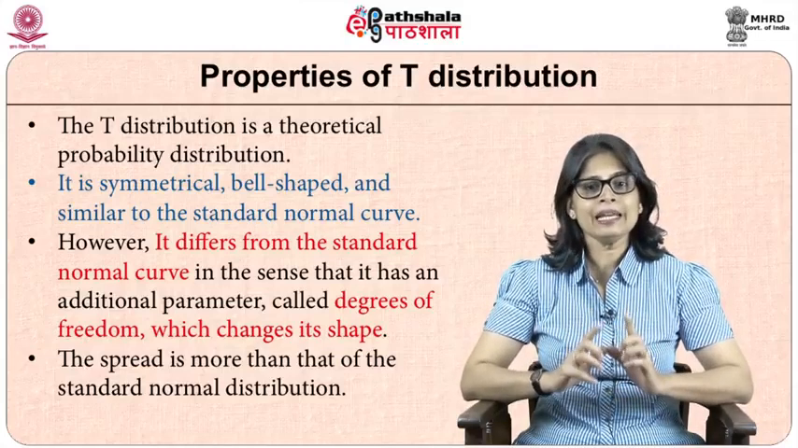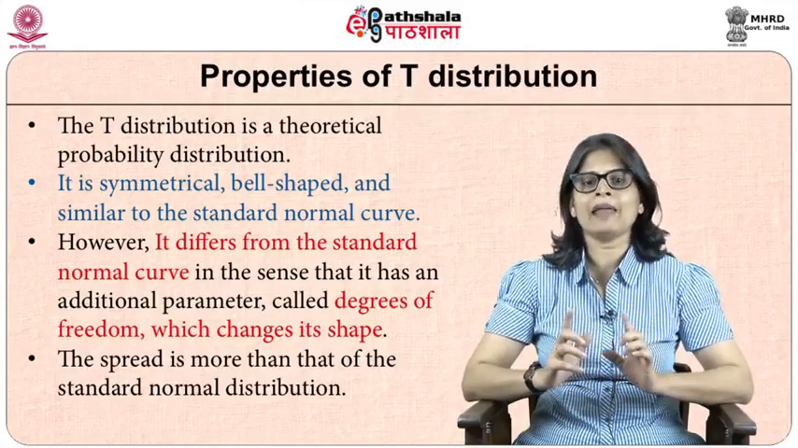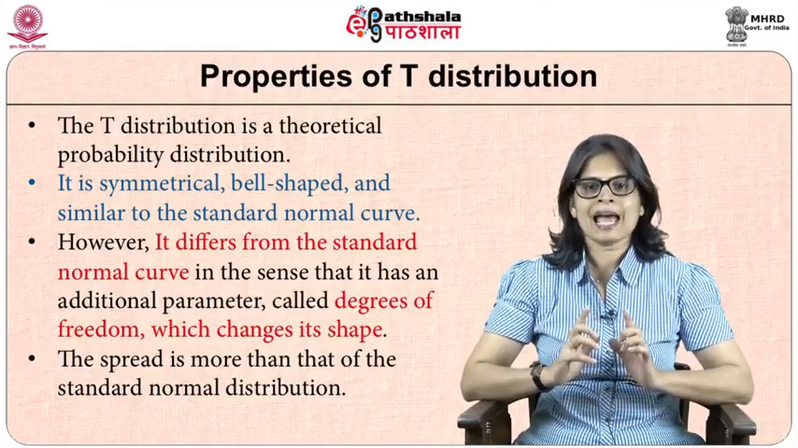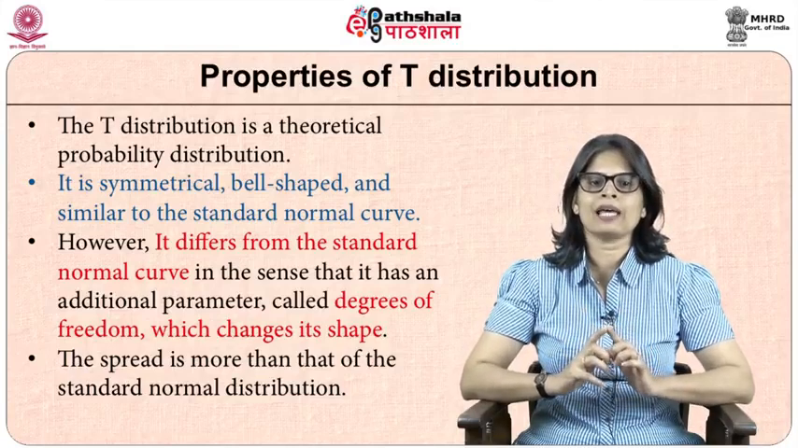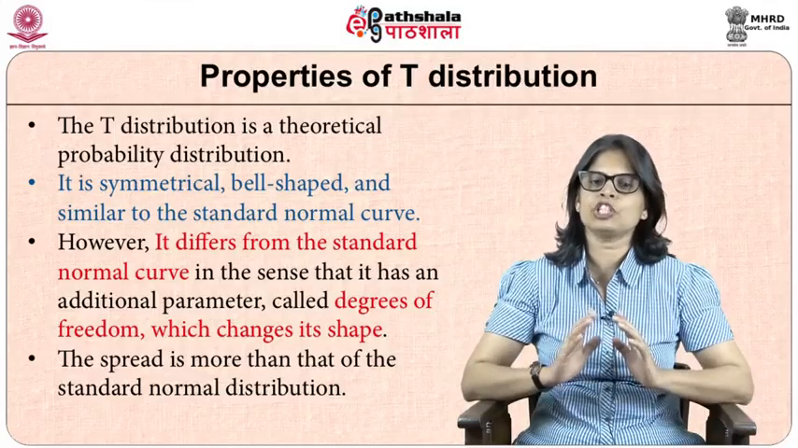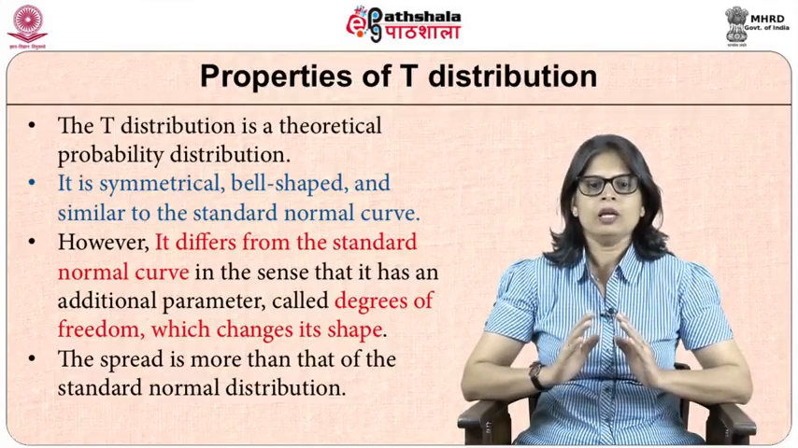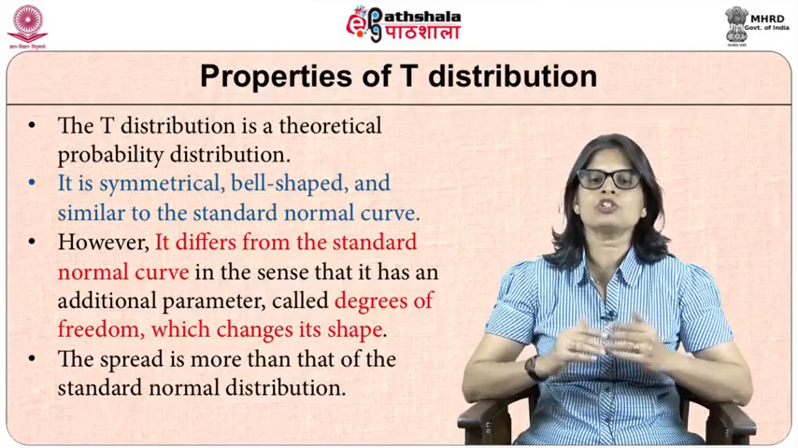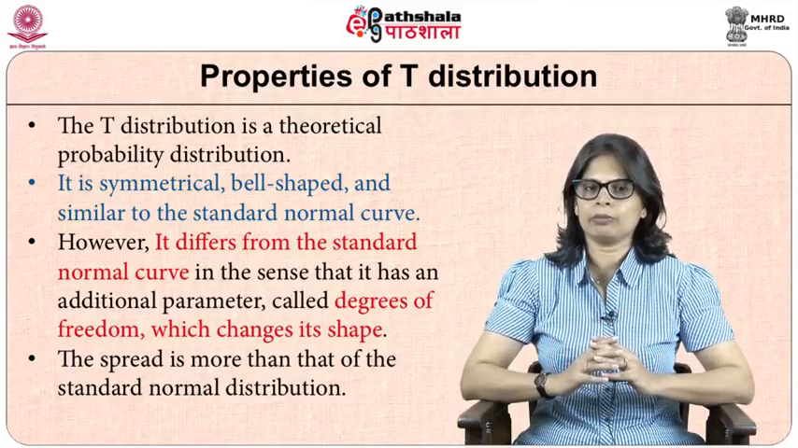However, there is a slight difference between the standard normal and the t-shape. It has an additional parameter called degrees of freedom, which changes its shape. The spread of the t-distribution is more than that of the standard normal distribution.